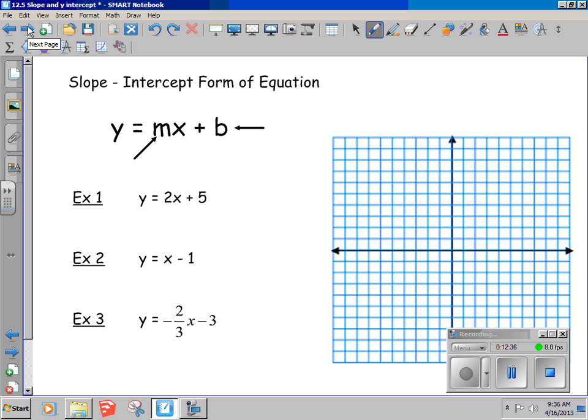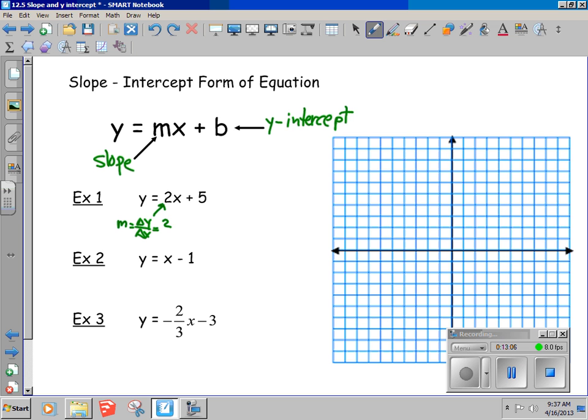So, when the equation is in this format, this is the slope. That's the up and down, left and right number. And this is the y-intercept, where it crosses the y-axis. So without doing a lot of math, we can use this to graph our equations. Let's start with example 1. This number right here is the slope, which is the change in y over change in x, and it equals 2.